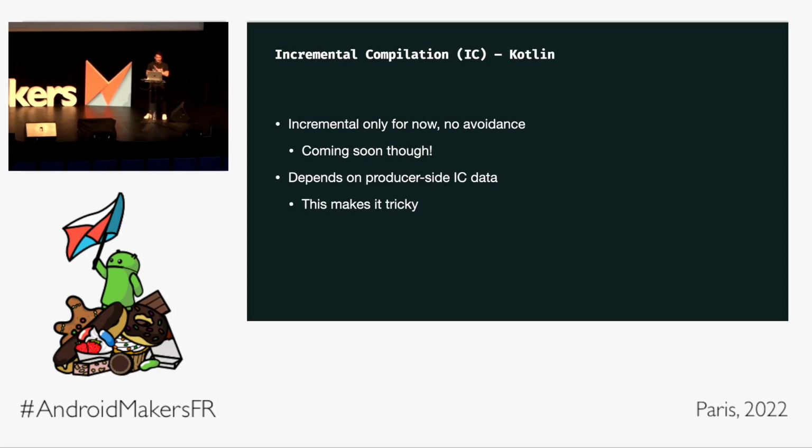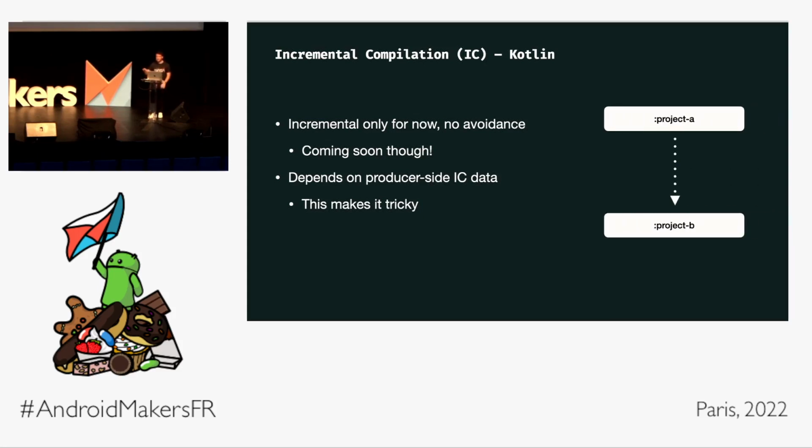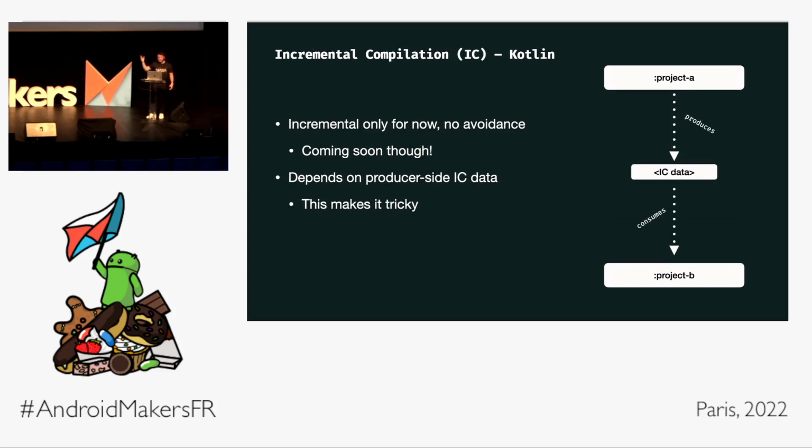This makes it tricky, and this is where a lot of the issues in builds that we run into today come up. So we kind of think of a compilation like this: you've got project A, project B depends on project A, and we run with it. A more realistic diagram ends up looking a little like this, where project A produces this sort of intermediary IC data binary, and then project B consumes that. So what this means is that project B depends entirely on project A telling it what its current incremental compilation state is, and based on that decides what it needs to compile. And this is produced entirely by Kotlinc.